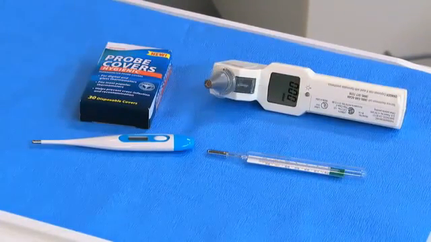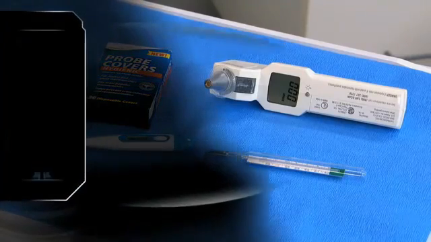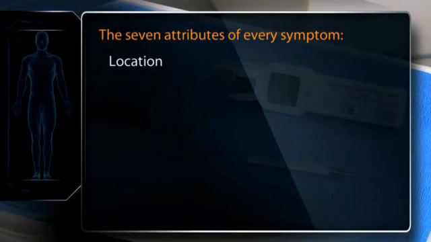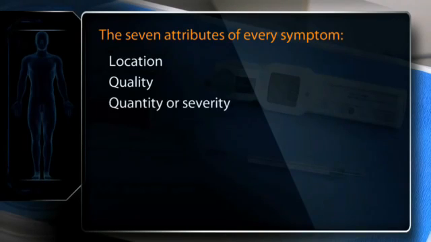Recall the 7 important attributes of every symptom. These include location, that is, where is it and whether it radiates. Quality, can the patient describe what it is like? Quantity or severity, if there is pain, can the patient rate it on a scale of 1 to 10? Timing, when does it start, how long does it last, and how often does it occur?